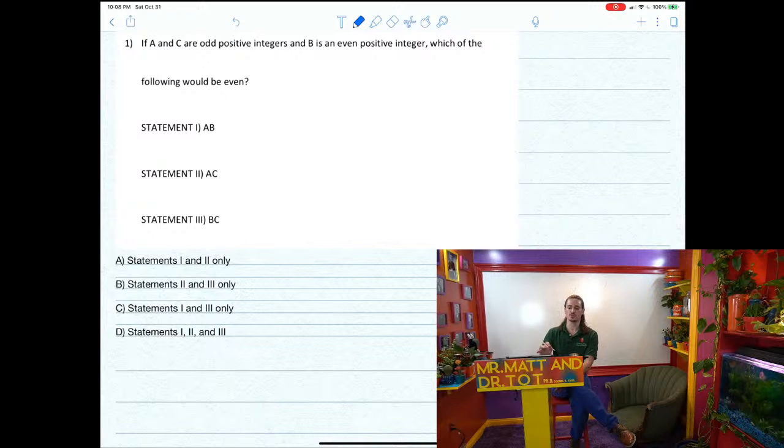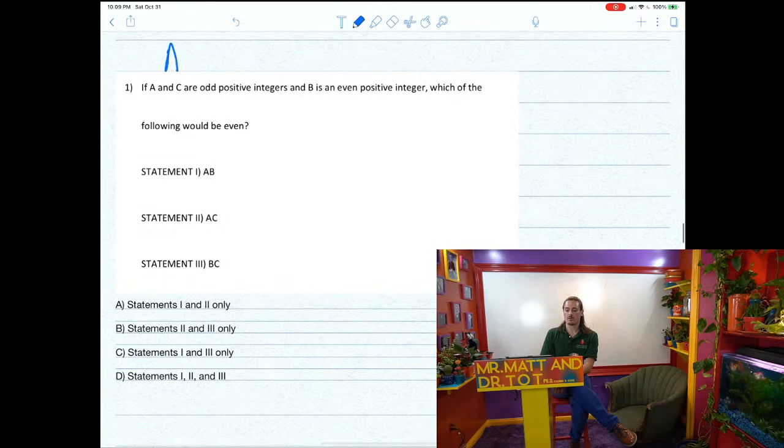So that's one way. We could say that A is equal to 3, C is equal to 5, and maybe B is equal to 2. Those are easy to work with numbers that abide by the definitions provided of A, C, and B. However, we want to be able to solve conceptually. That's usually the faster method, because we're only comparing two things.